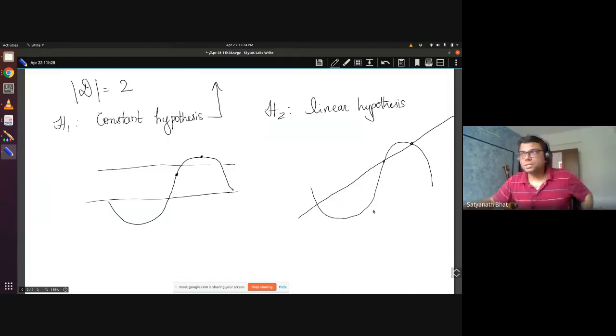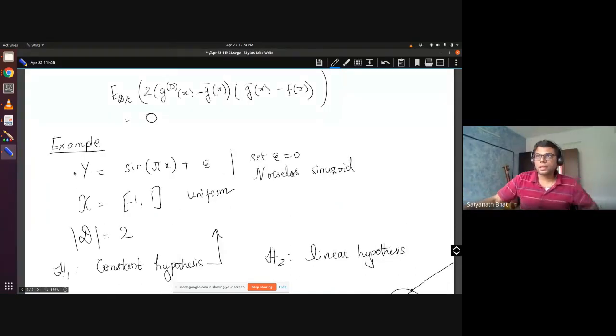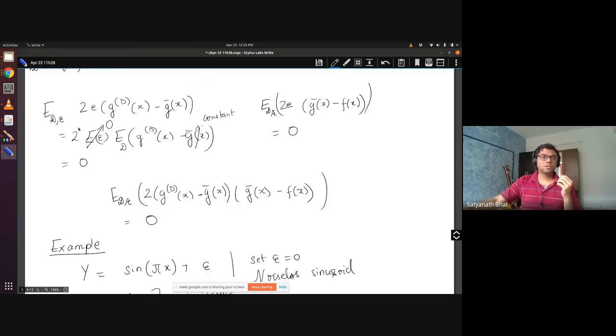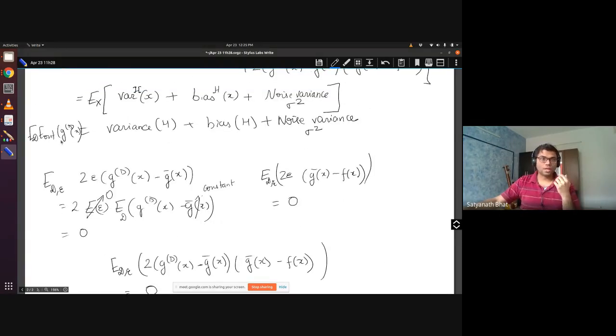So the question is, I am giving you an underlying model y is equal to sine of pi x plus epsilon, a noiseless sinusoid. There are only 2 bags that you can use: either a constant hypothesis or a linear hypothesis. You have to learn a sinusoid with a constant or a linear hypothesis, and I would like to compare your 2 bags based on your expected value of E out.